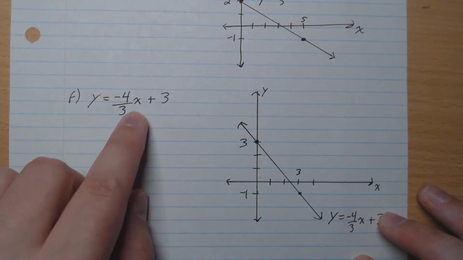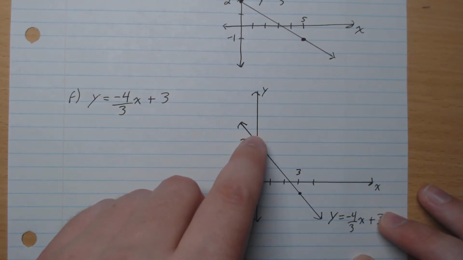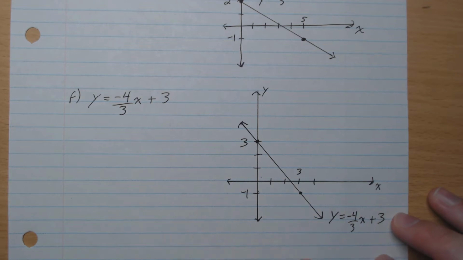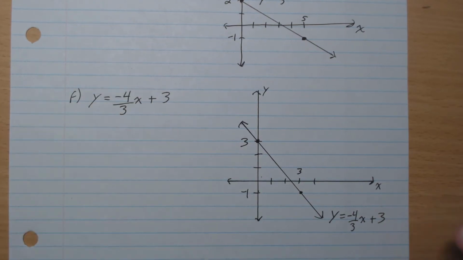F, -4 over 3x plus 3. Start at 3, down by 4, over by 3, down by 4, over by 3, and there's our graph like that.